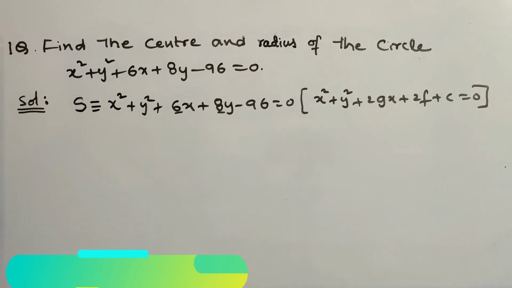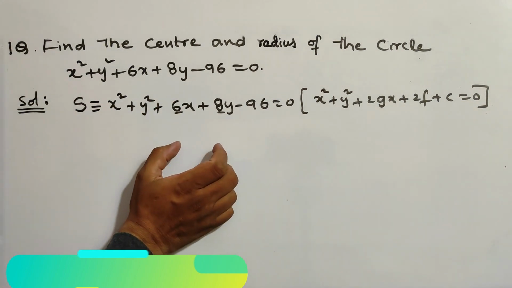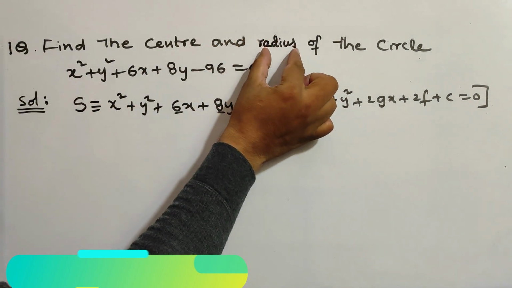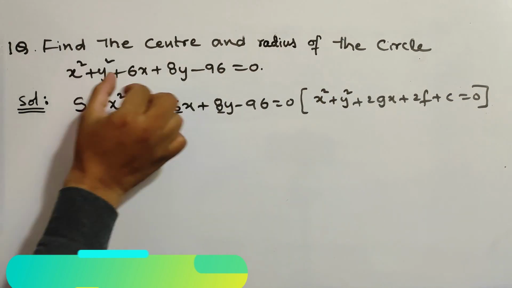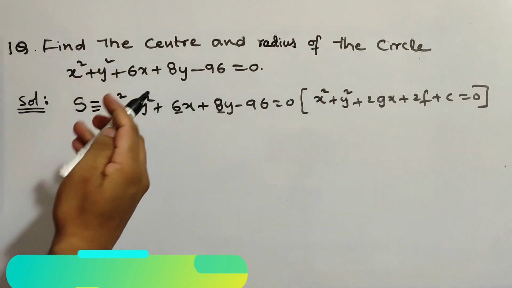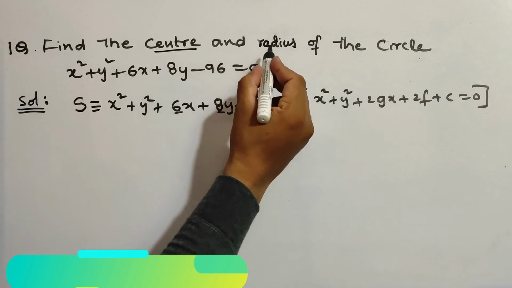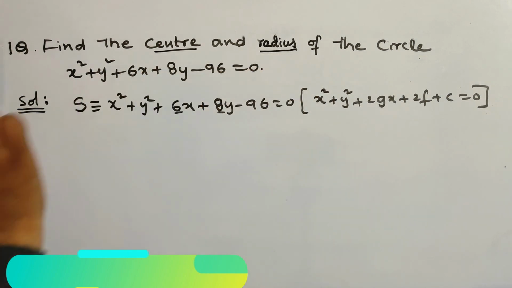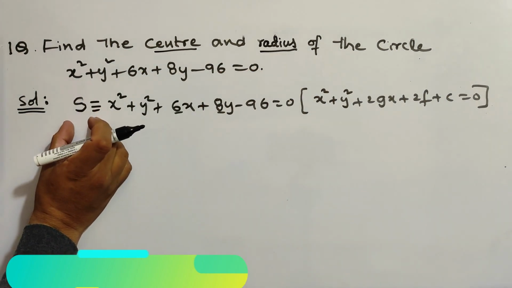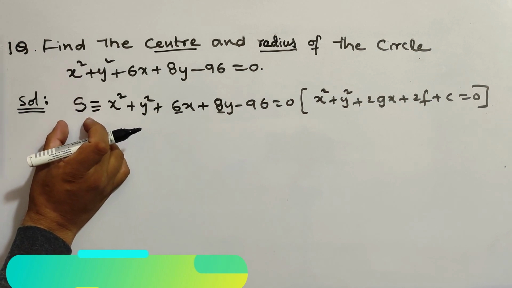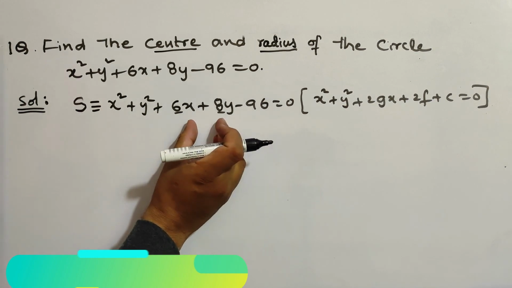In this session, we are doing VSAQs of the chapter Circle. Now, the first question is: find the center and radius of the given circle. First, write down the given circle. Circle is generally denoted by S, that is the given circle.